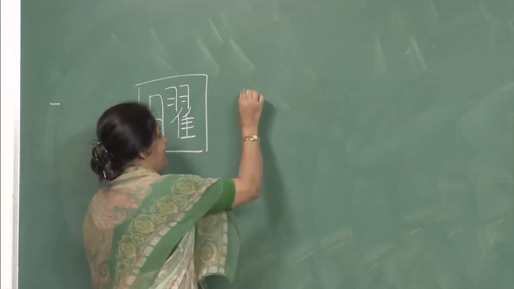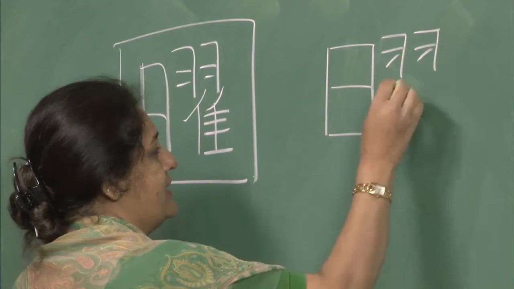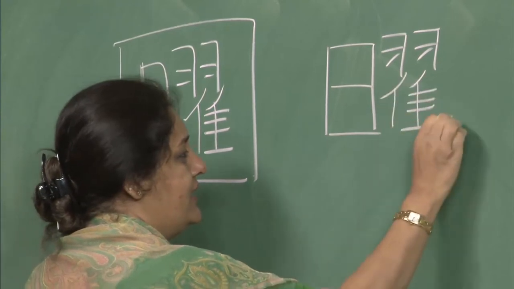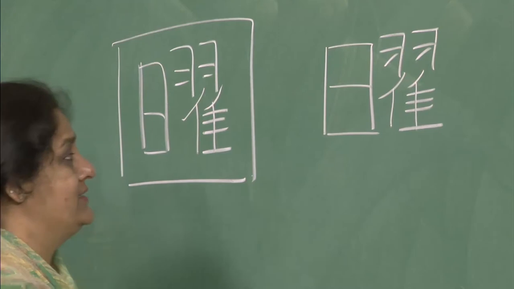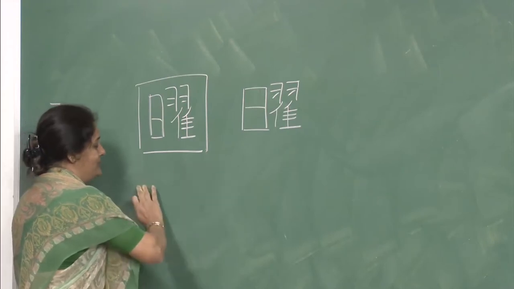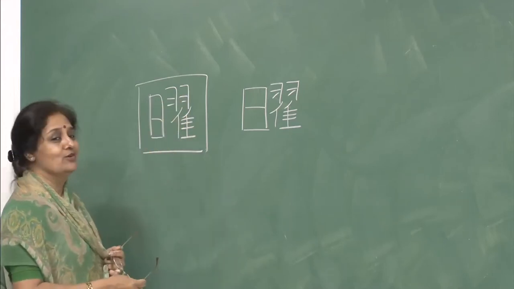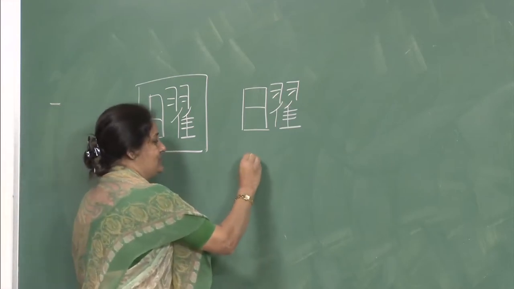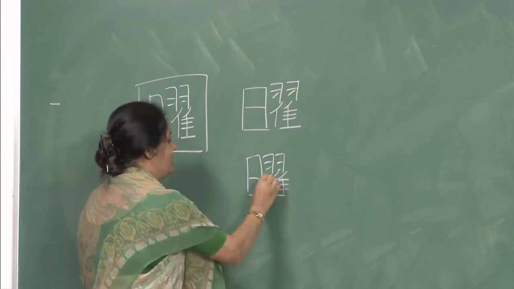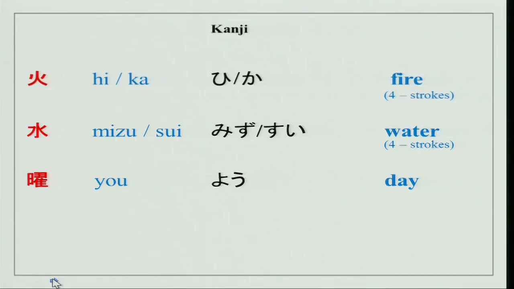I will do it once again. 1, 2, 3, 4, 5, 6, 7, 8, 9, 10, 11, 12, 13, 14, 15, 16, 17 and 18. In all, it is an 18 stroke character where the sun flies from this place to this place on the wings of a fat bird. That's how Yobi has come into being. And of course, you don't have to remember the character at all. You don't have to write it down. This is a difficult character. Concentrate only on the simple ones at the moment.